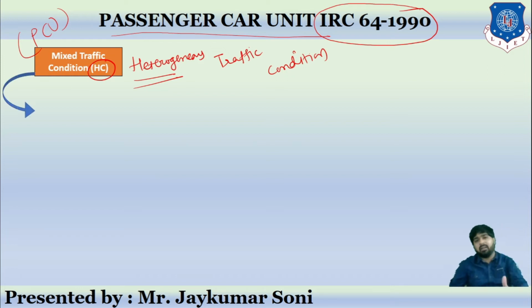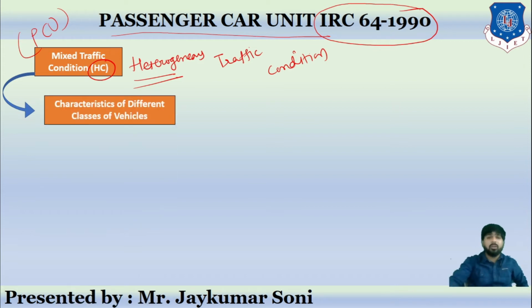Now, whenever you are traveling and you encounter the mixed traffic condition, you will observe that various vehicles have different kinds of characteristics. Classes of vehicles stands for two-wheelers, four-wheelers, then three-wheelers, rickshaw, then bullock cart, tanga. There are various kinds of vehicle classes. So all these vehicles, will there be uniform characteristics in these vehicles? No. All the vehicles are unique.